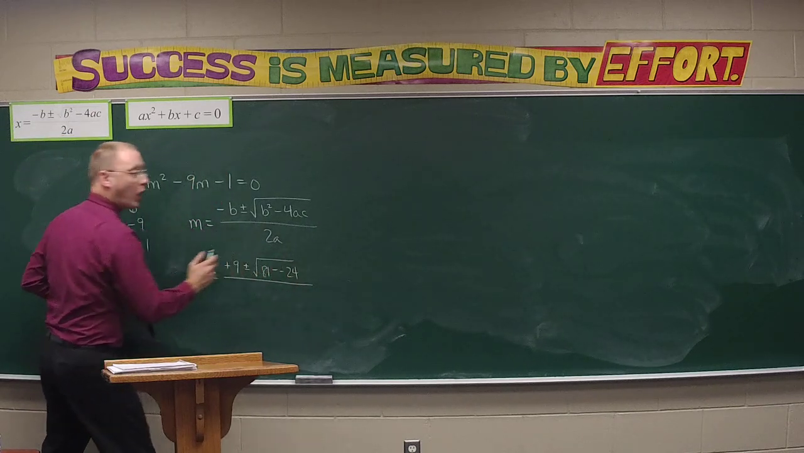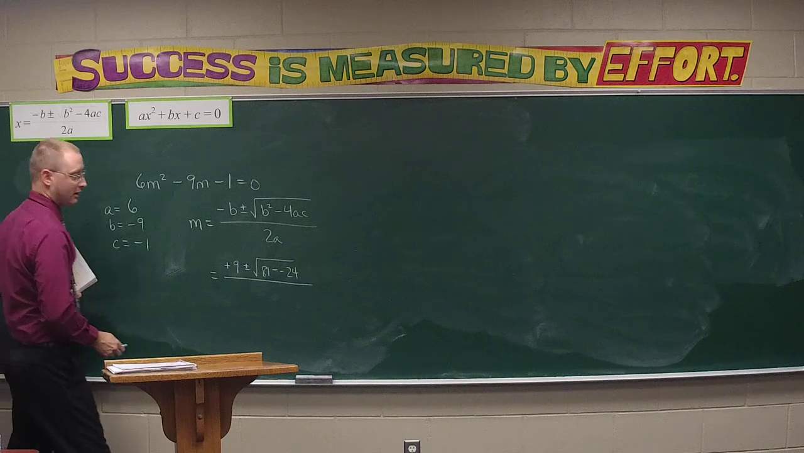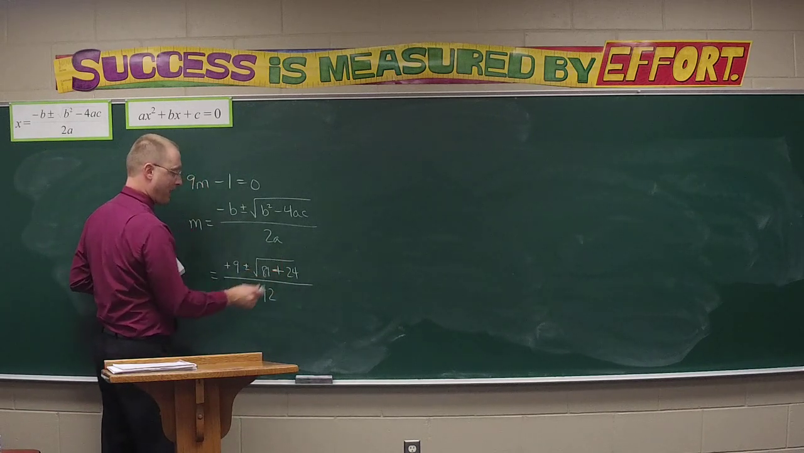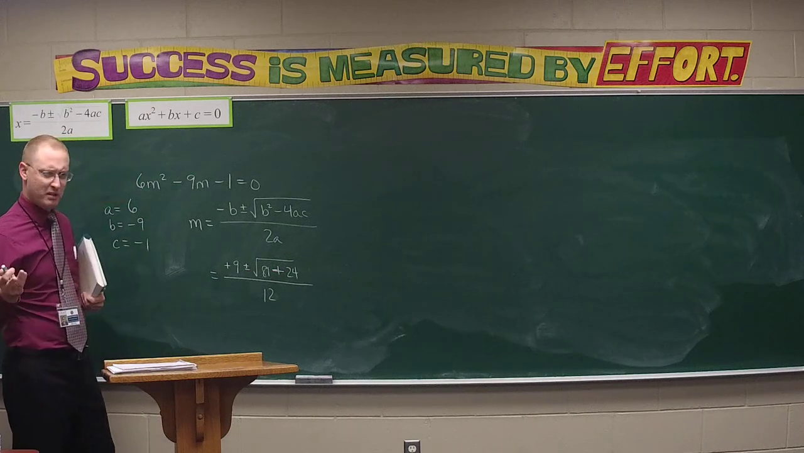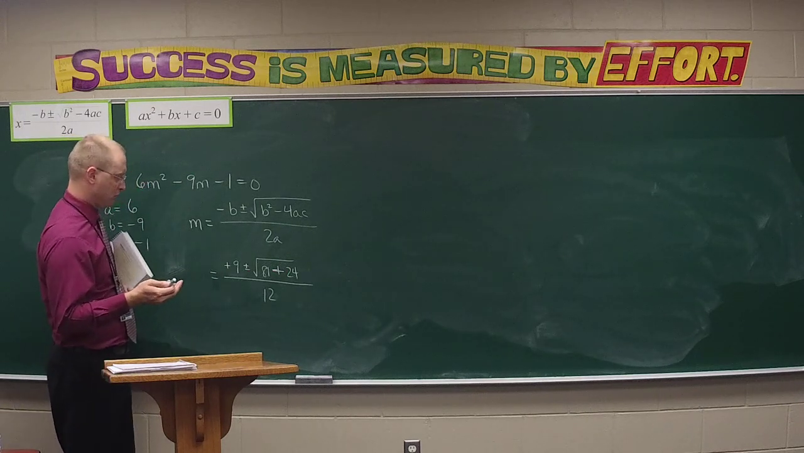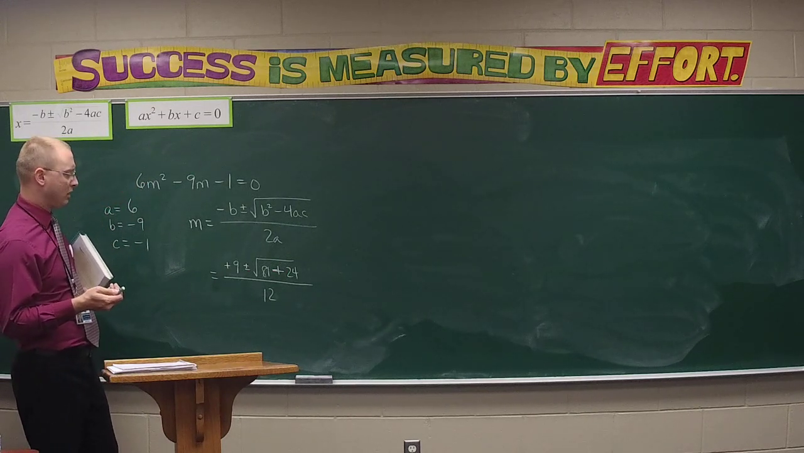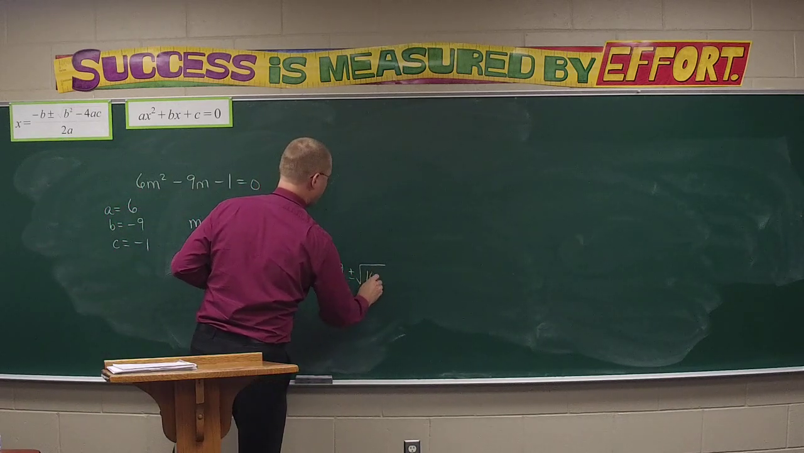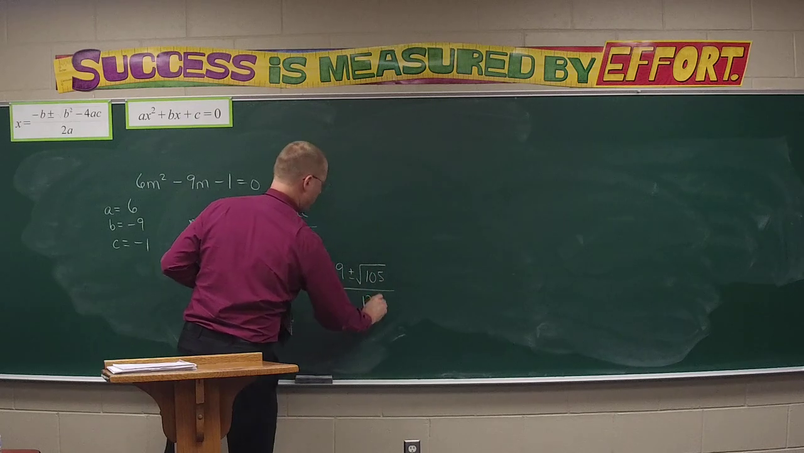Negative 24. Negative 24 all over 2a, Maddie. 12. Of course, the minus negative again is going to become a plus or a positive. And 81 plus 24, anyone? 105. So we end up with 9 plus or minus the square root of 105 all over 12.